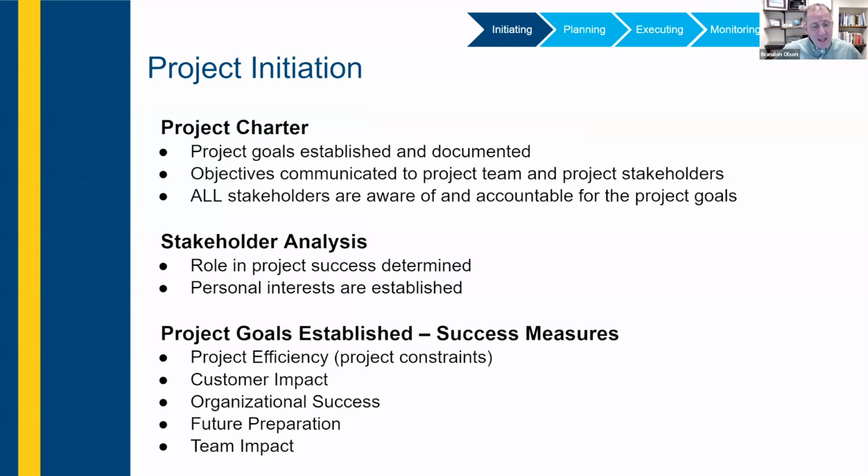goals. In our stakeholder analysis, we're going to be looking at each role the different stakeholders have in the project and how they determine success, as well as their personal interests in the project. And then as part of this project charter in the initiating phase, we're going to be establishing our success measures. Efficiencies, those are our project constraints. Customer impact, organizational success, future preparation, and team impact. All those are going to be identified with target measures and then how we're going to measure them as well.